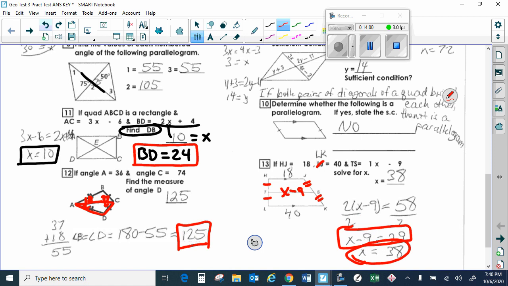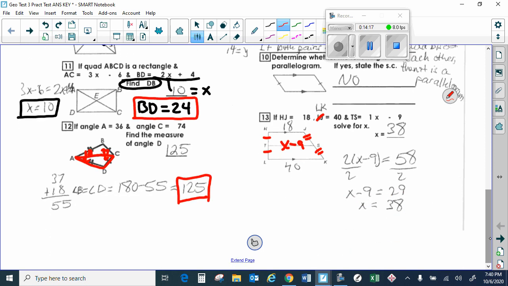Okay. What I showed up here is I said, okay, if I double the mid segment, that's the 2 times the mid segment of x minus 9, that equals the sum of the 2 bases. And then I divide each side by 2. Okay, that's what I was showing up there. So a couple ways of doing that right there.